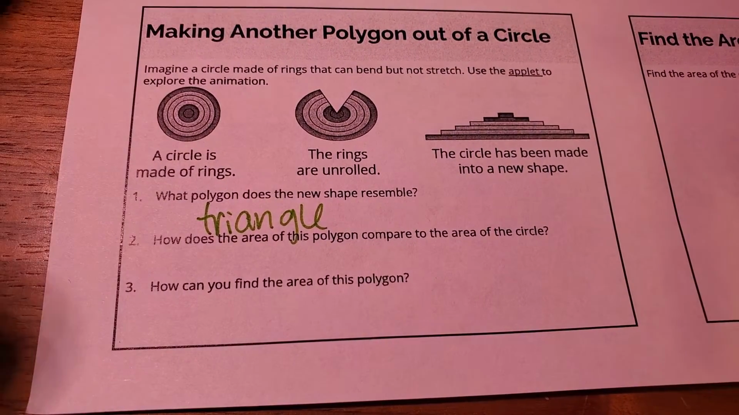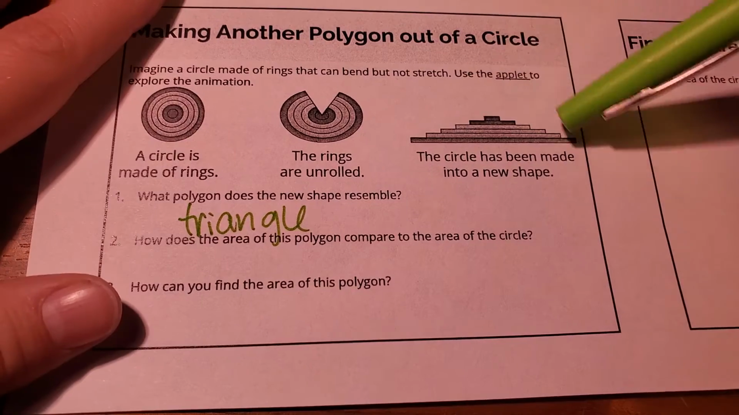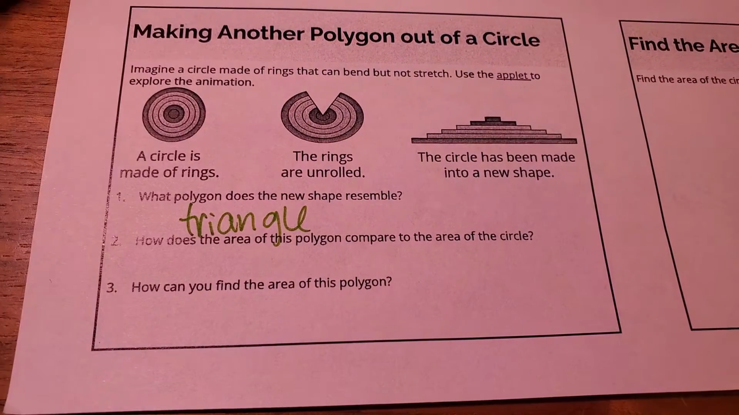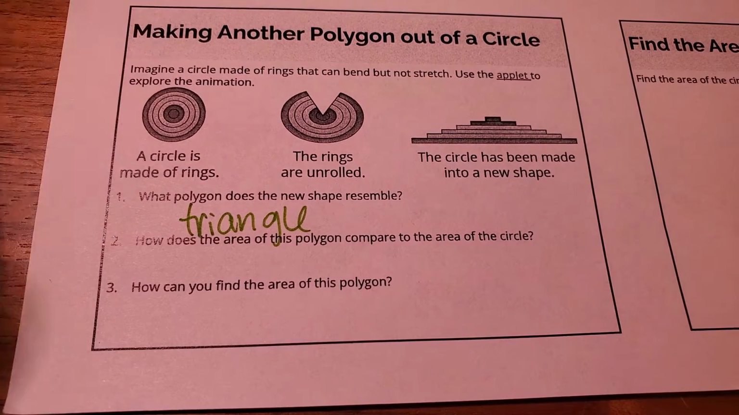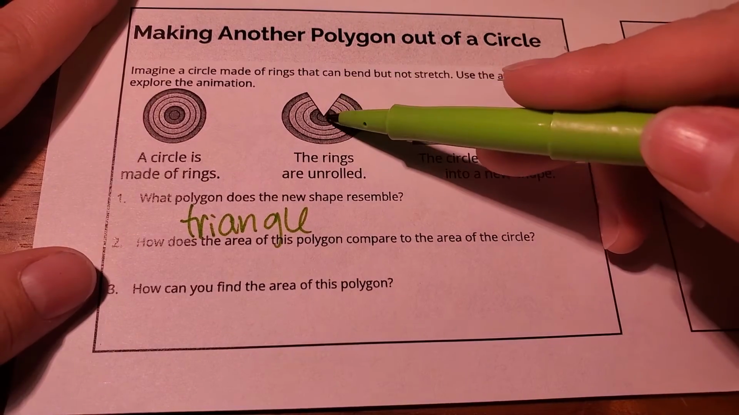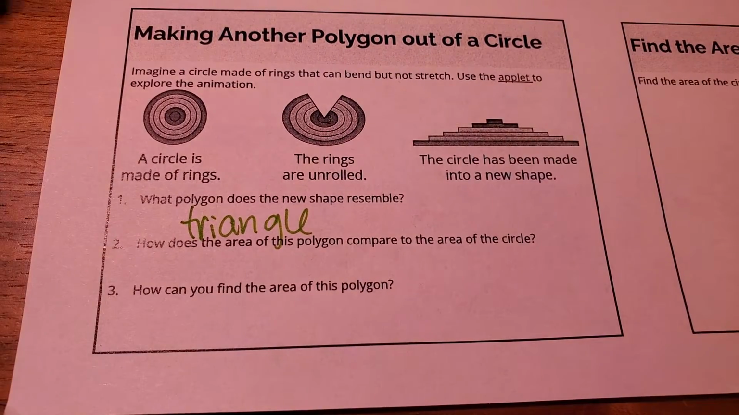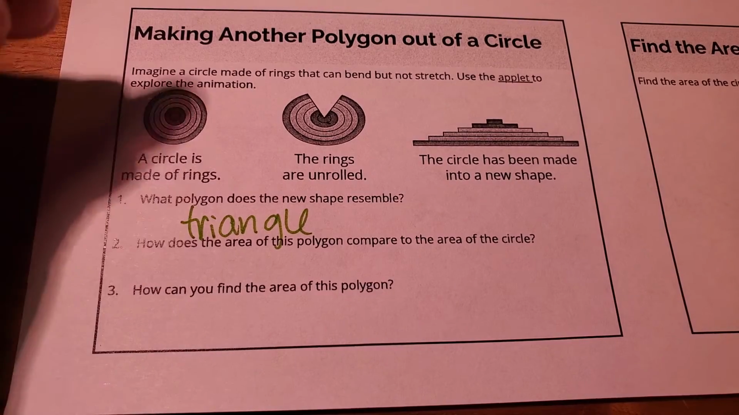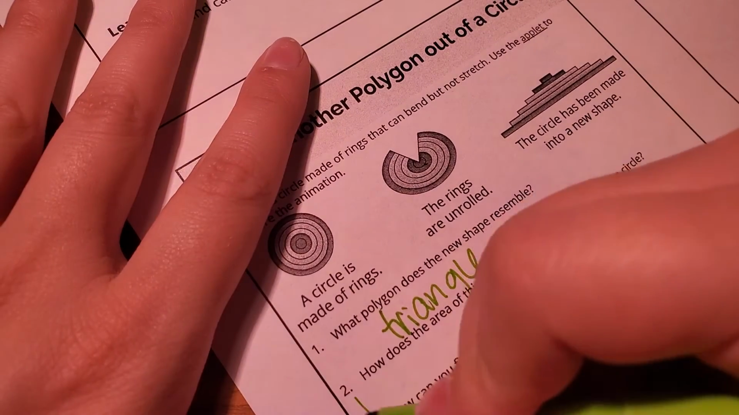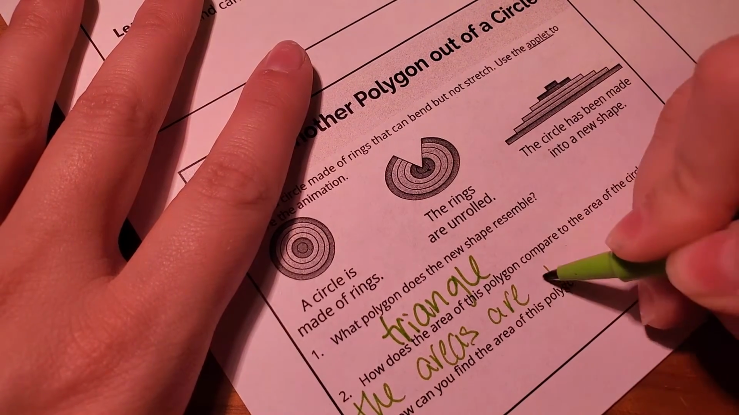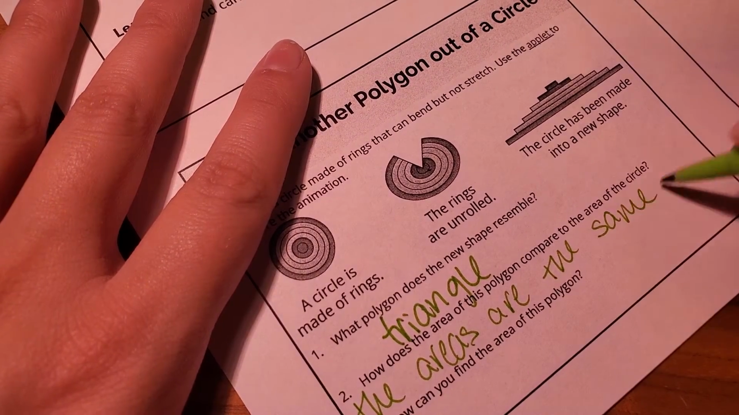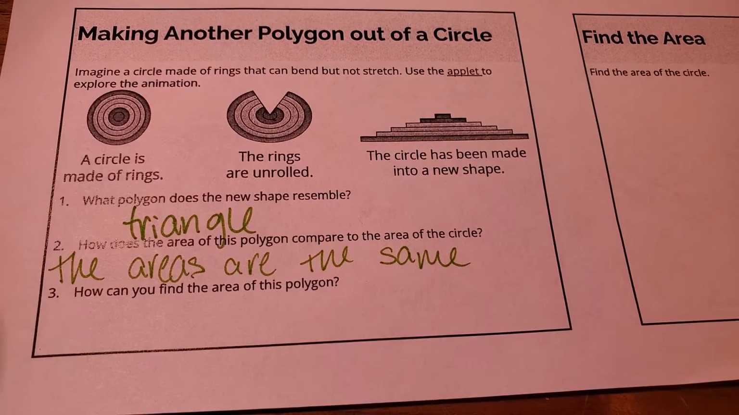Now we want to know, how does the area of this shape compare to the original circle? Well, that's obvious. All we did was cut and change the shape. We didn't take pieces of the shape away. We cut it down the middle and unfolded it, but we didn't take anything away. We didn't add anything new. So the areas are the same.